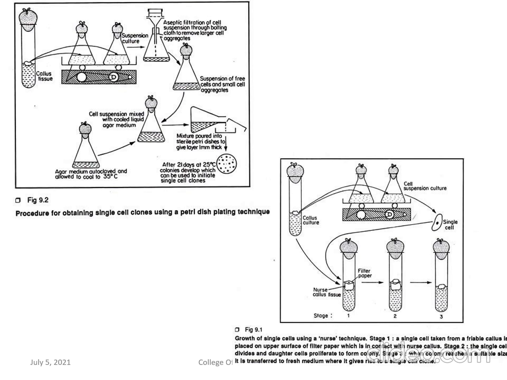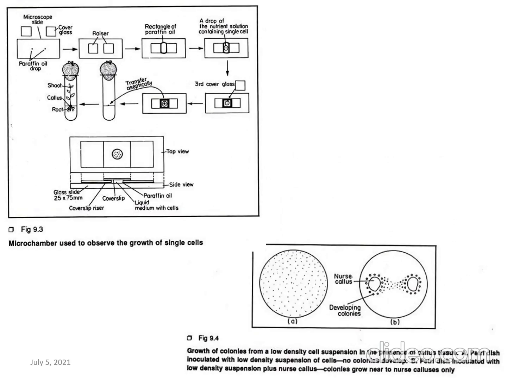In the second technique, single cells were taken and added onto the filter paper. The filter paper is placed onto callus tissue, and generally these cells grow in size by deriving nutrition from the callus mass below. And then we can further culture them, remove them from the filter paper, and culture them on a fresh media bottle or fresh media tube.